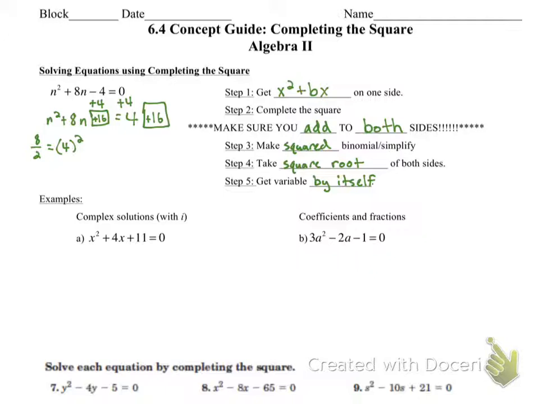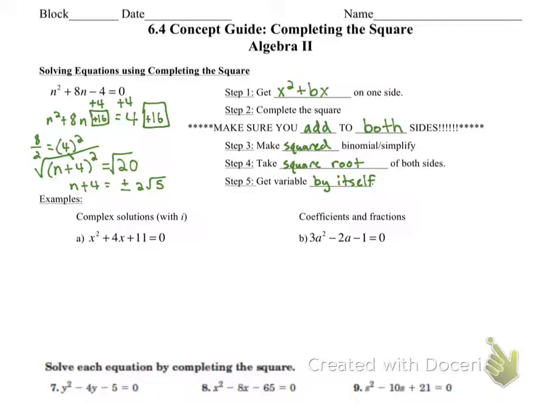Alright, from there, I'll make that perfect square trinomial the binomial squared it's equal to, which would be n plus 4 squared, which equals 4 plus 16 is 20. Remember the n plus 4, I took that 4 from dividing b by 2. From here, I will take the square root of both sides to solve for n. That gives me n plus 4 equals plus or minus 2 square root 5.